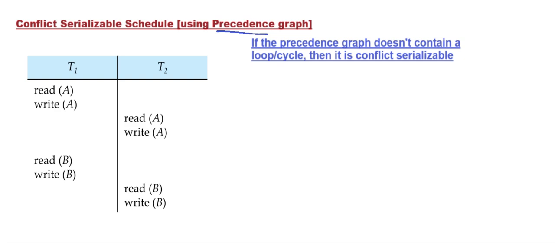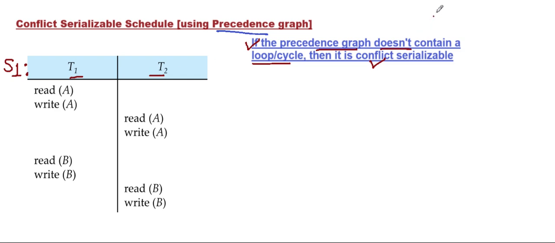Now, what is the rule? We already know what a precedence graph is. The rule is that if the precedence graph does not contain a loop or cycle, then the schedule is conflict serializable. So we have to draw the precedence graph of the schedule. Consider this schedule as S1, having two transactions T1 and T2.